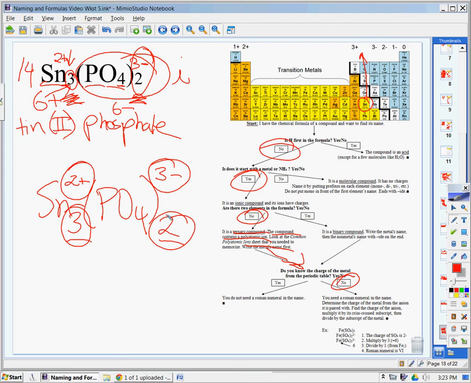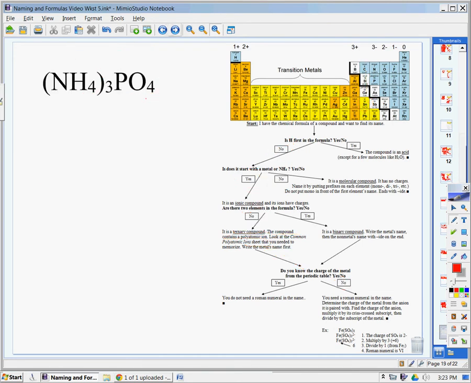Be a little careful with that. If, for instance, let's say this 2 wasn't here and the 4 was there, that 4 is not a crisscrossed 4, so it wouldn't have anything to do with the charge up here. Nothing to do with it. Anyway, this is 2 plus. This is the answer. Tin, Roman numeral 2, phosphate.